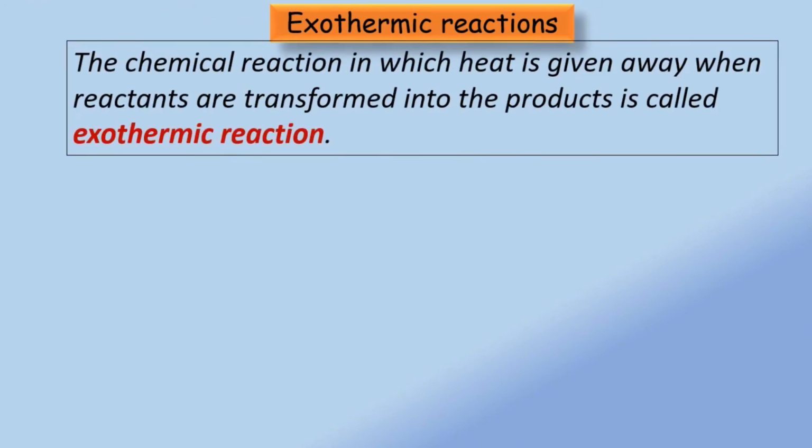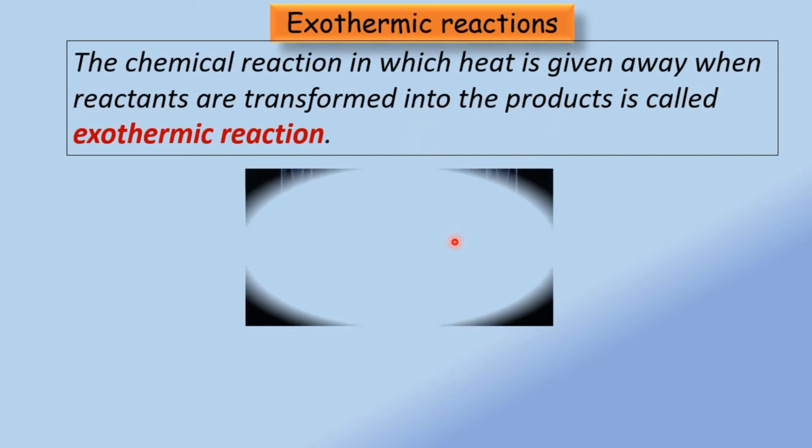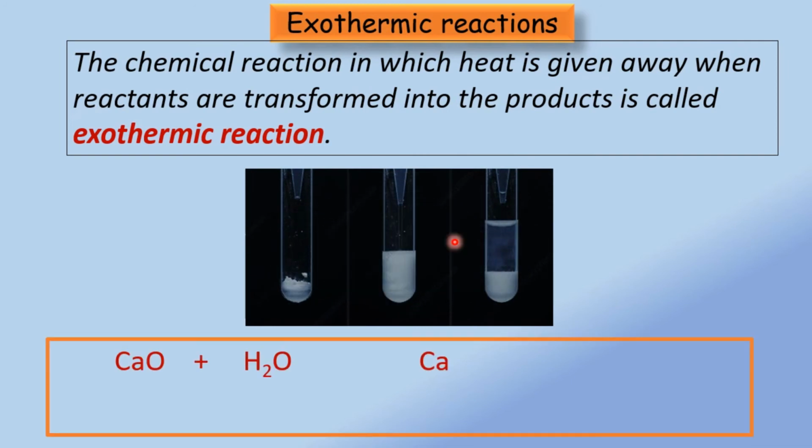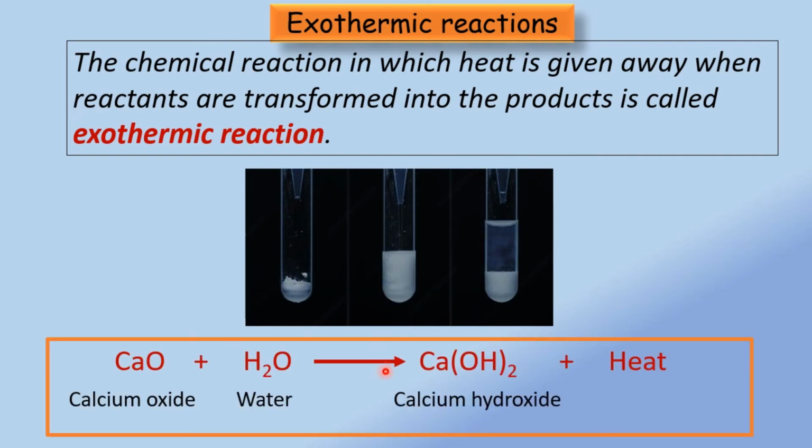Let us know about exothermic reactions. These are the chemical reactions in which heat is given away when reactants are transformed into the products. Here is one example. Calcium oxide reacts with water to form calcium hydroxide, and during this reaction a lot of heat is liberated. As heat is given away in this reaction, we say this is an exothermic reaction.